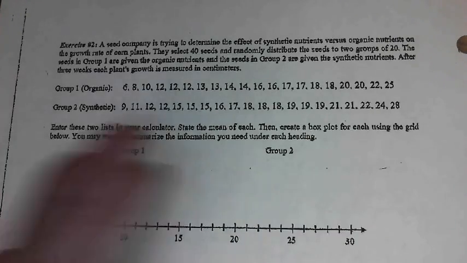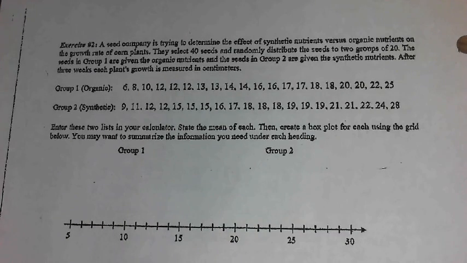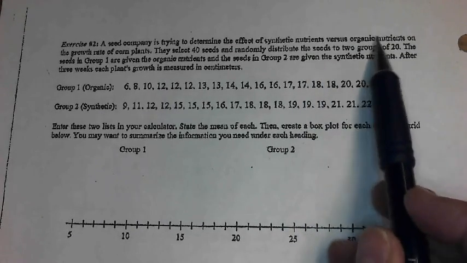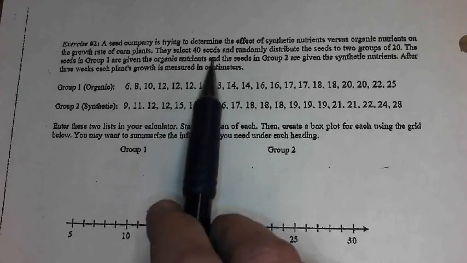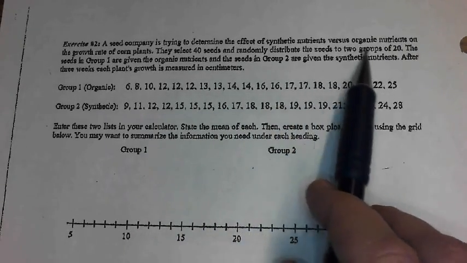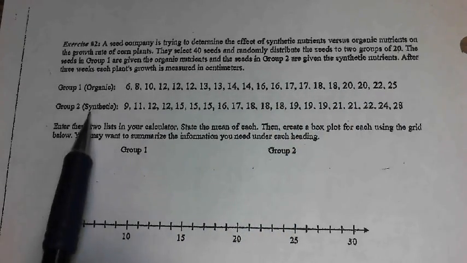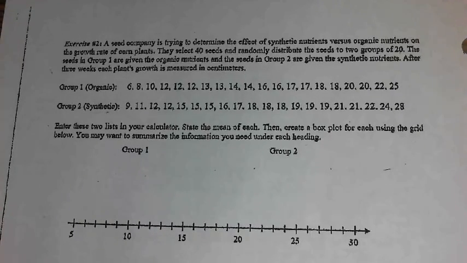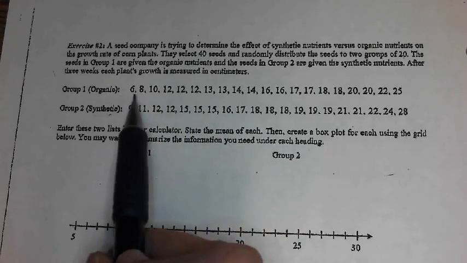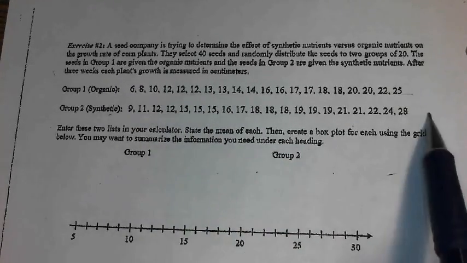This actual data that we're going to run the simulation with is with seeds and growing plants. So a seed company is trying to determine the effect of synthetic nutrients versus organic nutrients. So they select 40 seeds and randomly distribute the seeds into 2 groups of 20. 20 organic, 20 synthetic. And so they give these plants these different nutrients. And after 3 weeks, they check out each plant's growth, measured in centimeters. So here are the first groups, and here's the second groups.